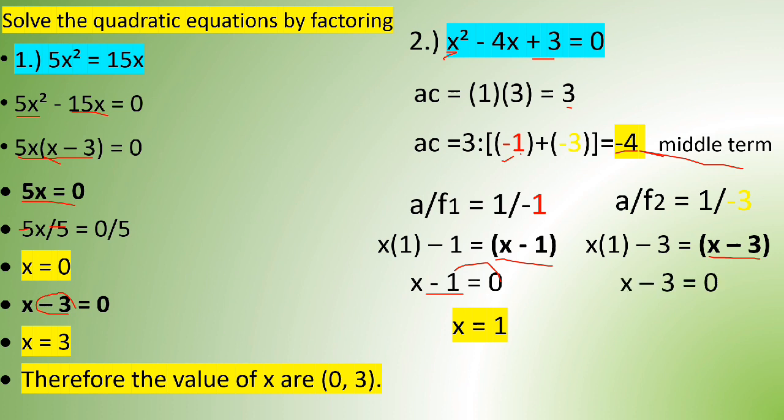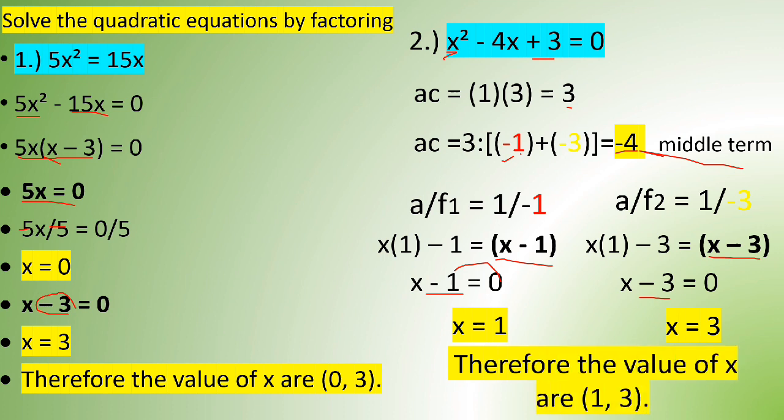Next is x minus 3 is equal to 0. The same step, ililipat natin si negative 3 sa kabila ng equal sign. So, magiging positive na si negative 3. So, x na is equal to 3. Therefore, the roots are 1 and 3.